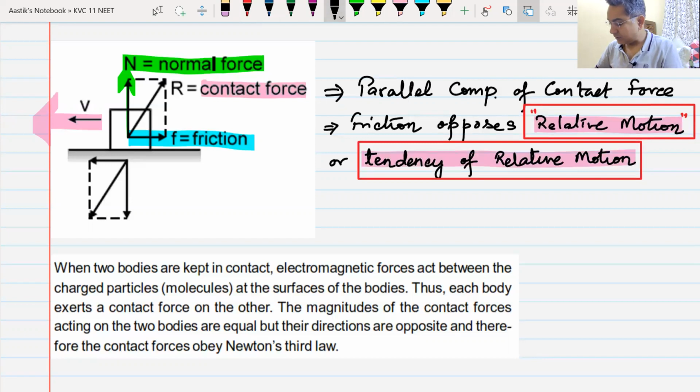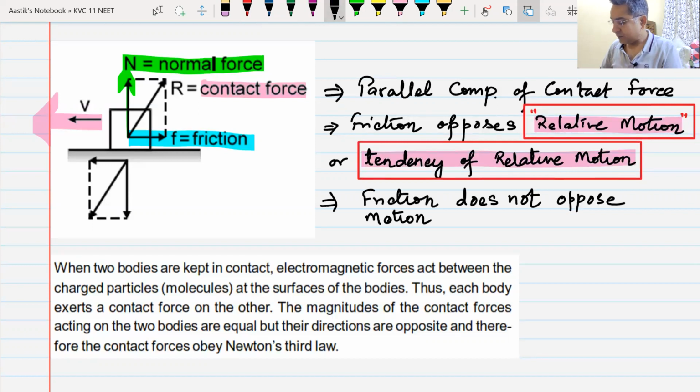These are the two terms that you must remember about friction. You must also remember that friction does not oppose motion itself. So if someone says friction opposes motion, you must say no, friction does not oppose motion. In fact, it is because of friction that motion is possible.